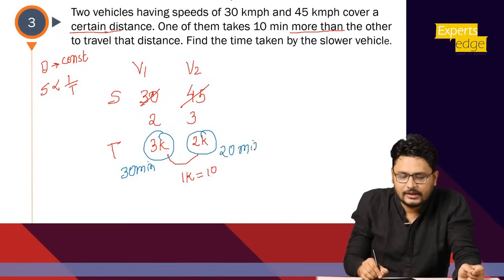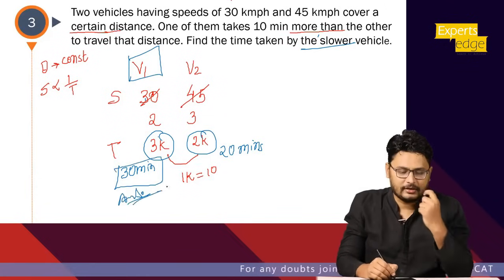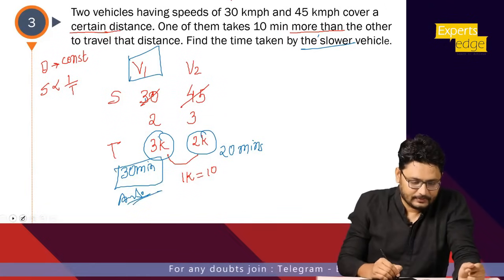What he is asking is the time taken by the slower vehicle. Which of them is the slower vehicle? Vehicle 1 or vehicle 2? Obviously vehicle 1, because it is traveling at 30 ka speed. So he will take 30 minutes. So the answer of this particular question is 30 minutes. Okay. Now question number 4.